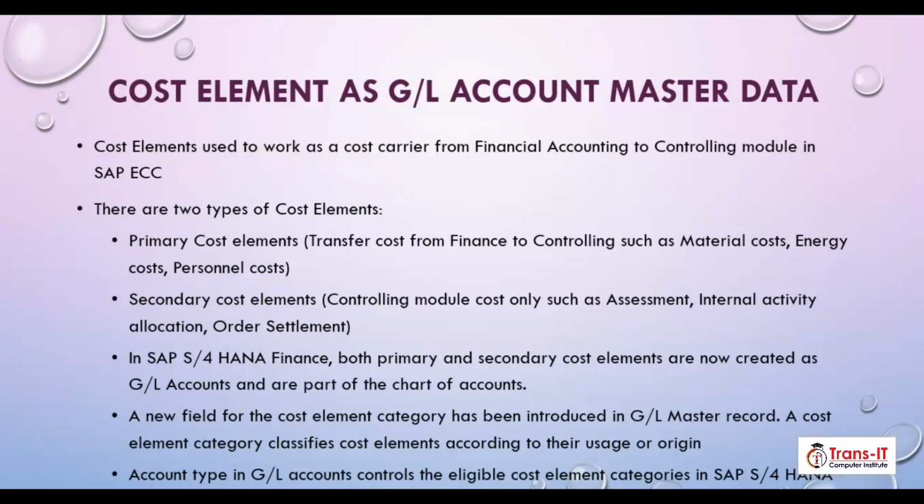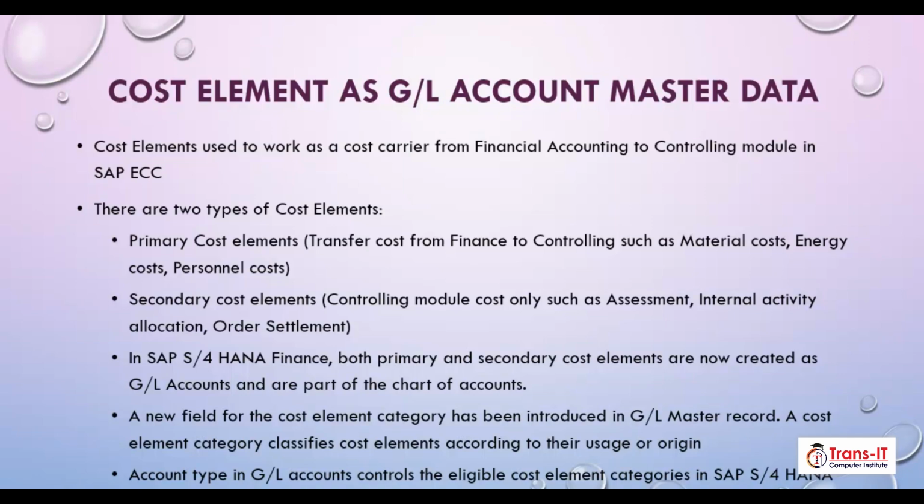Hello students, our today's topic is cost element as a GL account master data. Cost elements used to work as a cost carrier from financial accounting to controlling module in SAP ECC. There are two types of cost element. First is primary cost element, that is transfer cost from finance to controlling such as material cost, energy cost, personnel cost and etc. Secondary cost element is controlling module cost only such as assessment, internal activity allocation, order settlement.